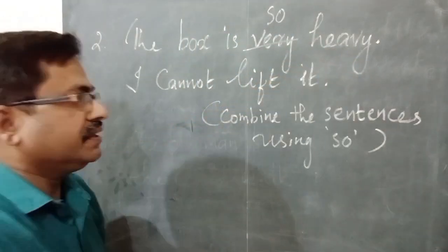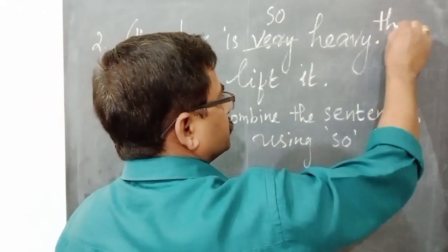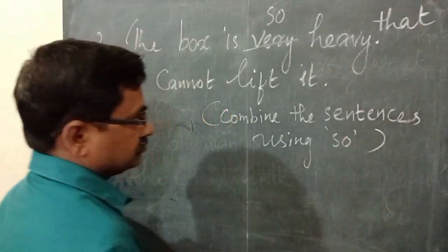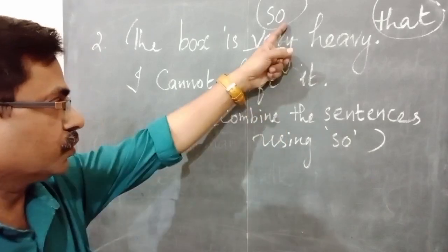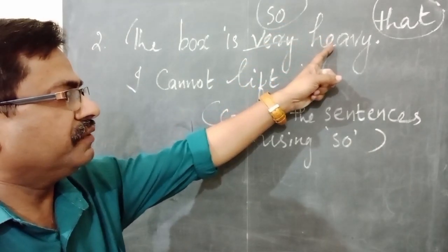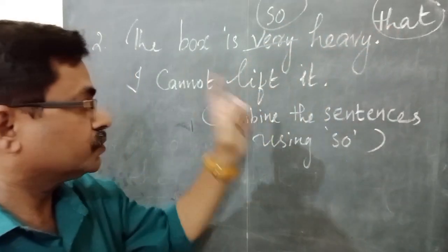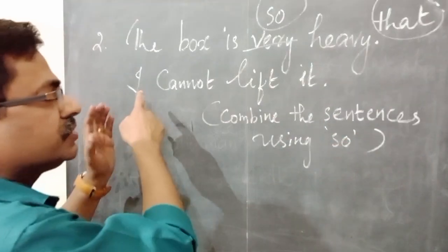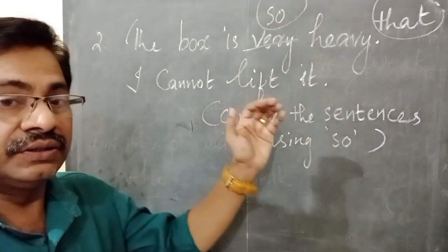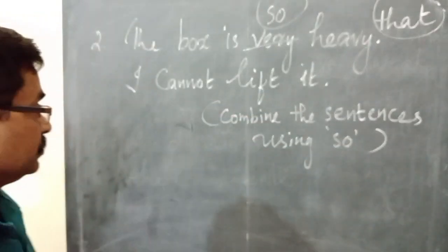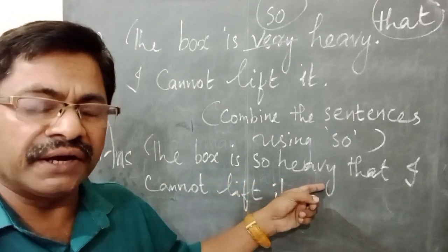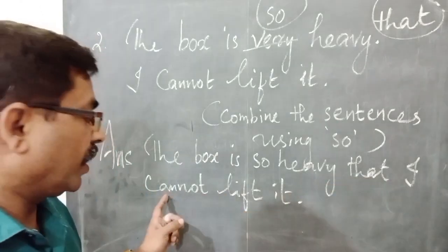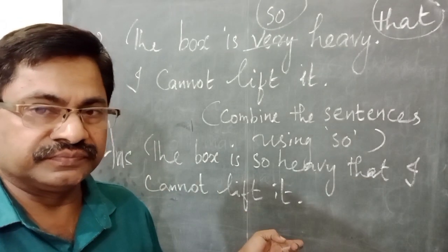After completing the sentence, we have to use "that". See, "so" plus adjective or adverb plus "that". That is "so that". The second sentence should be written without any change. So the answer: the box is so heavy that I cannot lift it.